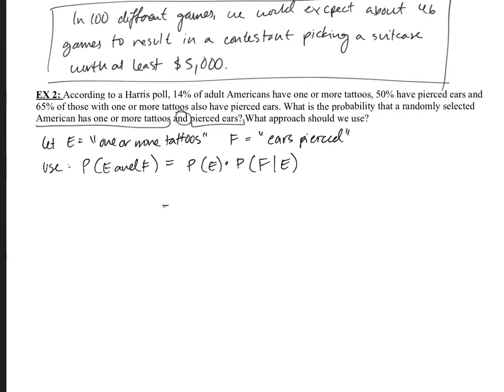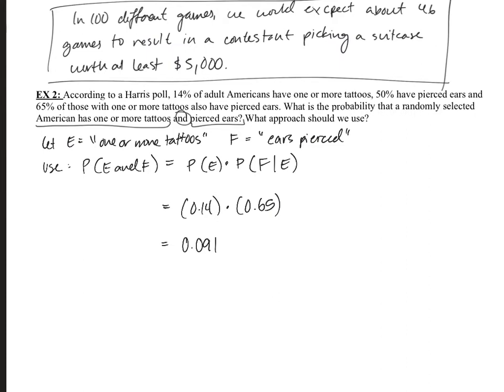Alright, so what are these probabilities? Well, the probability of one or more tattoos is 14%, so 0.14, times the probability of ears pierced given that the person has tattoos. So that says 65% of those who have tattoos also have pierced ears. So that would be 65%, or 0.65. Going ahead and multiplying that out, we get 0.091. Actually, we get exactly 0.091, so we use the equal sign.